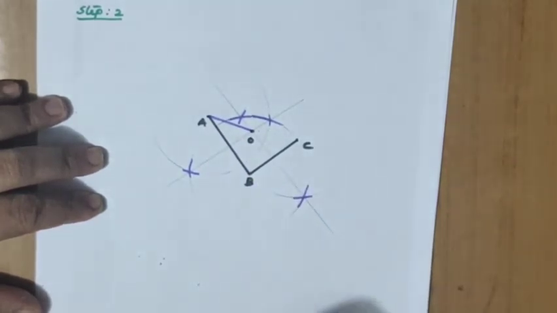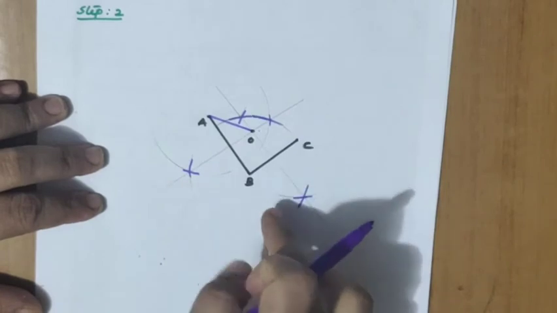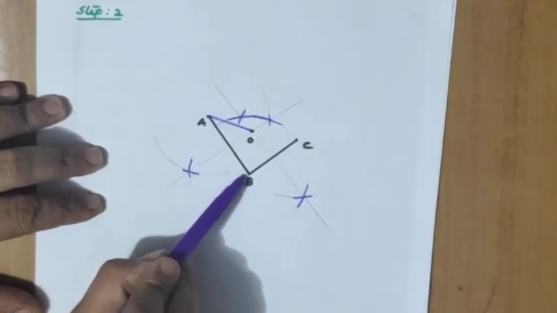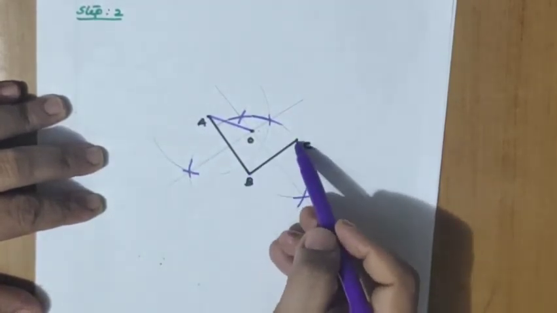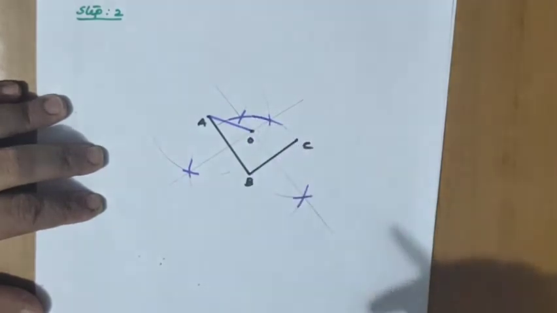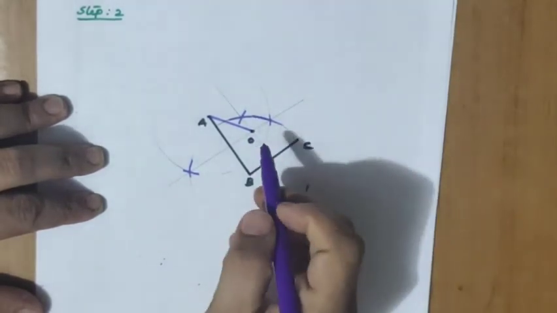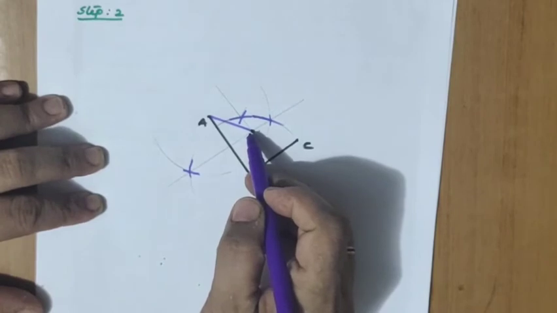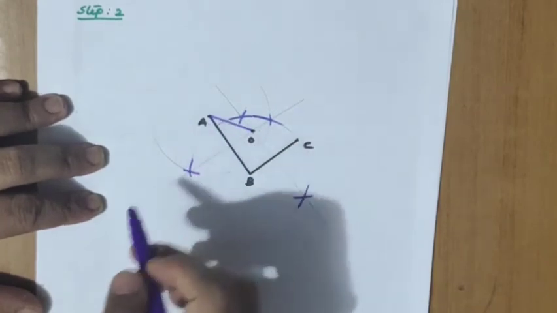So what is the step now? What have we done now? We have drawn the perpendicular bisectors of the line segment AB and the line segment BC. Both perpendicular bisectors meet at one point, which we marked as O. After marking O, we have joined OA.